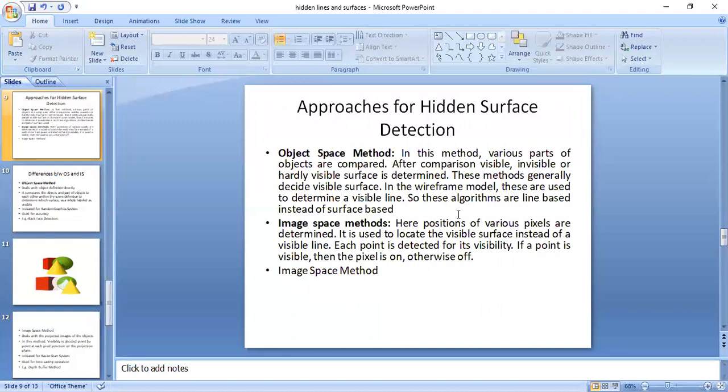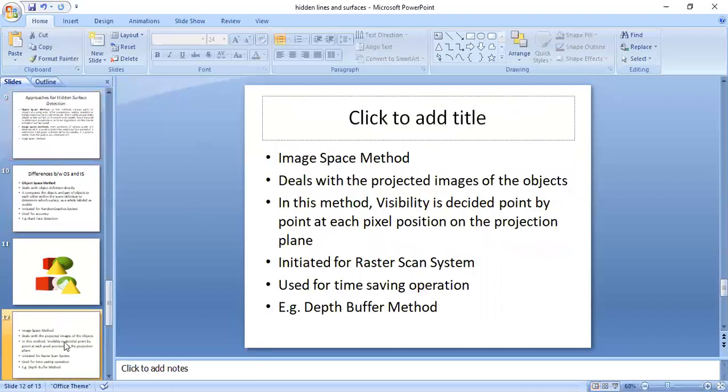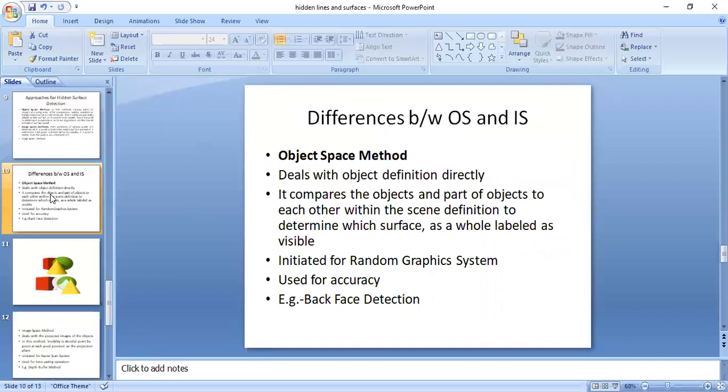It would be more clear when we study the example of these two algorithms. By knowing the working of those algorithms, you will get a clear idea of these two methods. So in your examination, you would be asked to write the differences between these two methods. I have mentioned a few differences between object space method and image space method.